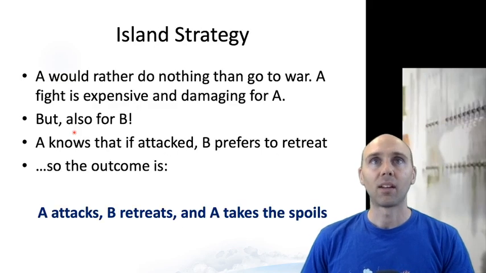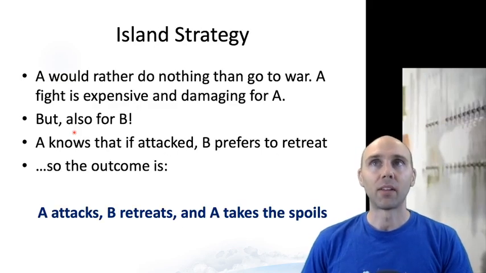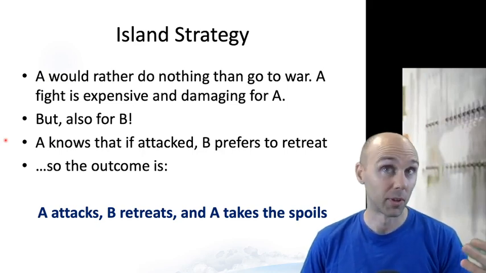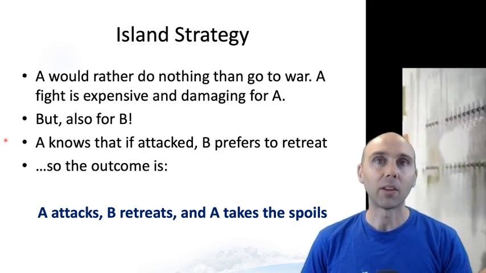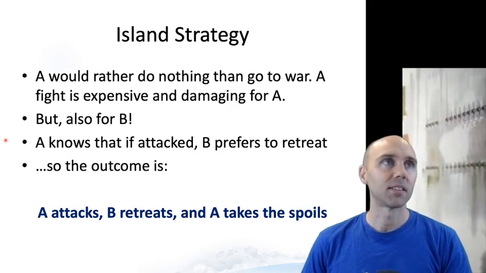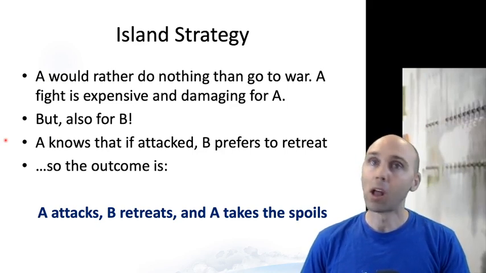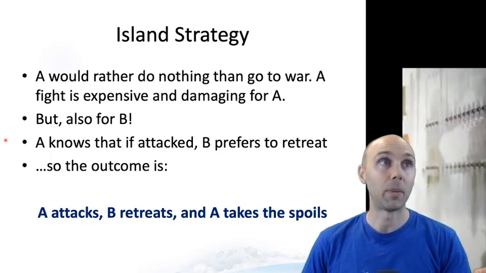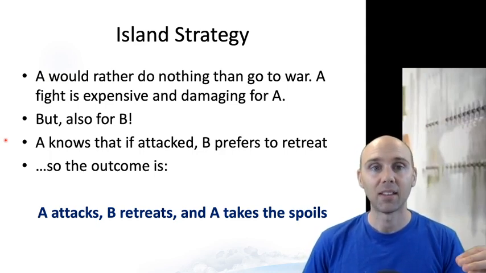Well, country A would rather do nothing than go to war. A fight is expensive and damaging for A, but it's also damaging for B. And A knows that if attacked, B probably prefers to retreat. So in equilibrium, if you analyze this, country A will attack, knowing that B will retreat. It's B's best option, and A takes the spoils.